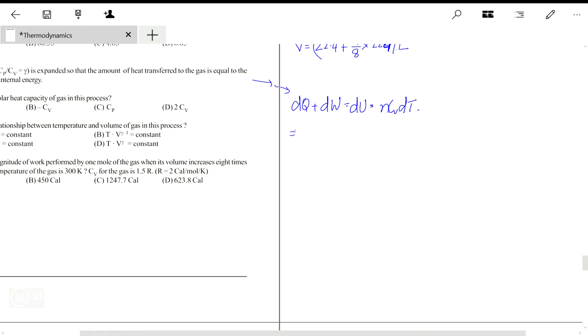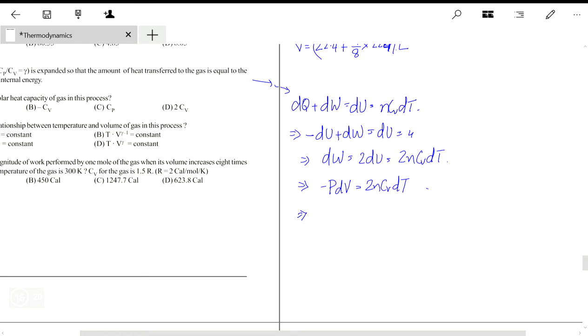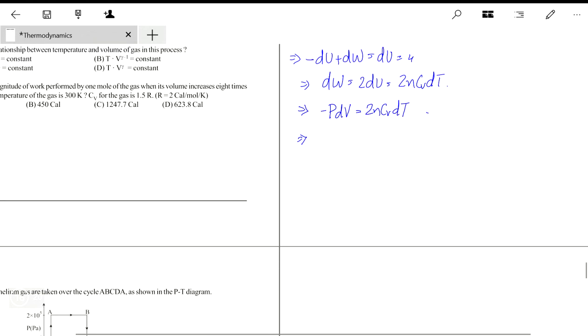And so minus of du plus dw is du. This is given. So you can write that dw is twice of du, or this is twice of n Cv dT. Now dw can be written as minus of P dV, which is 2n Cv into dT. Now, see, this equation is familiar. This is similar to the derivation for the equation of state for an adiabatic process.